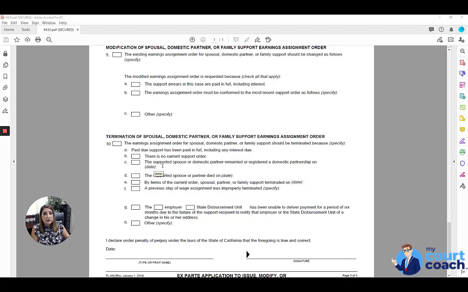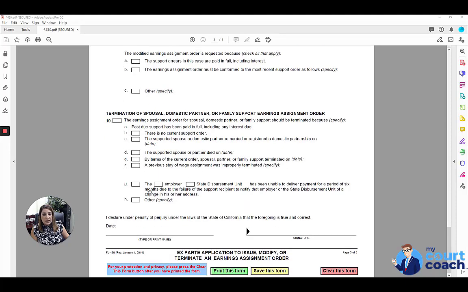Again, good practice to include a copy of the marriage certificate as well so the clerk can verify the data that you're providing. D, if the supported spouse died, include the date that that death took place, include a copy of the death certificate. And 10E is just if the support order terminated on a certain date, I would mark 10E and 10B in that situation. If the stay on the previous wage garnishment was improperly terminated, you could mark that 10F and explain why.